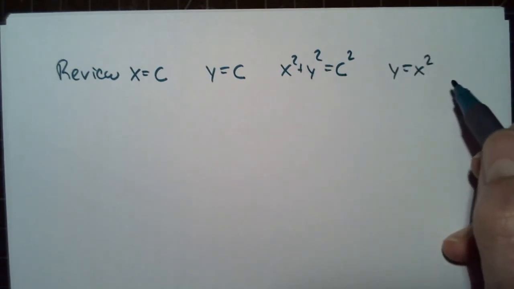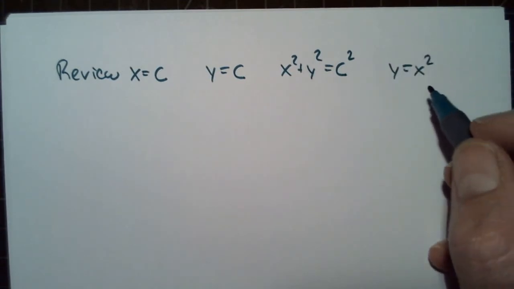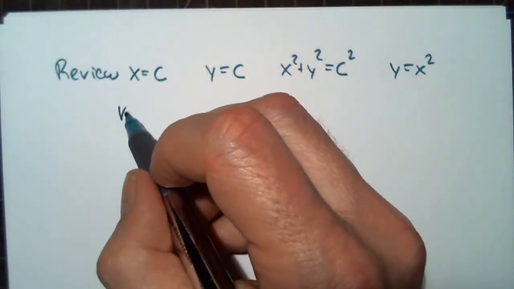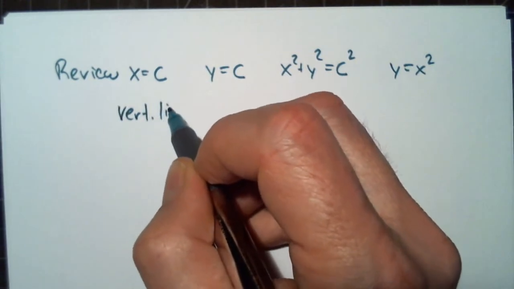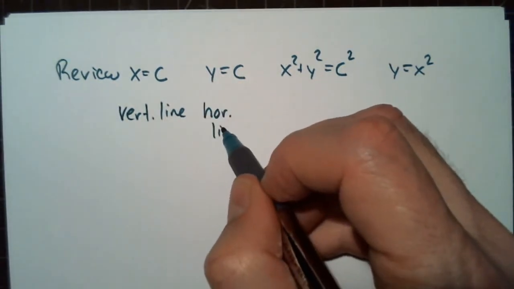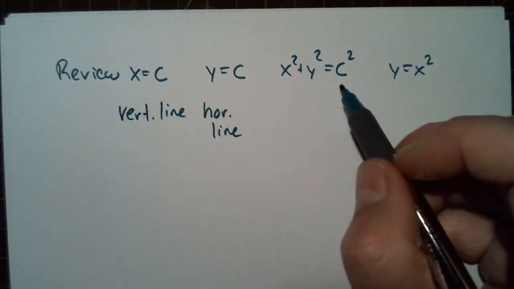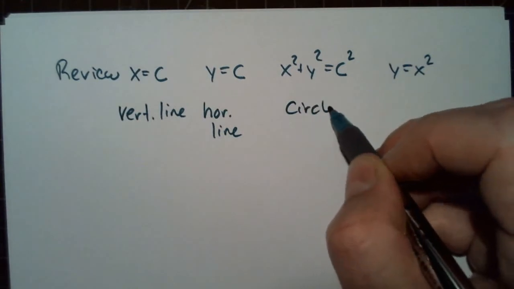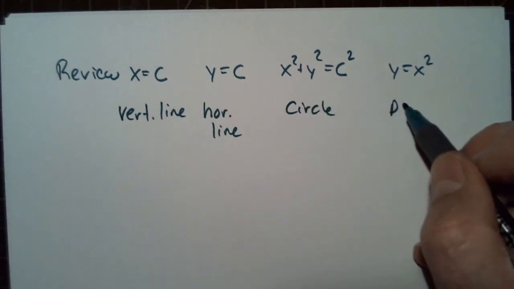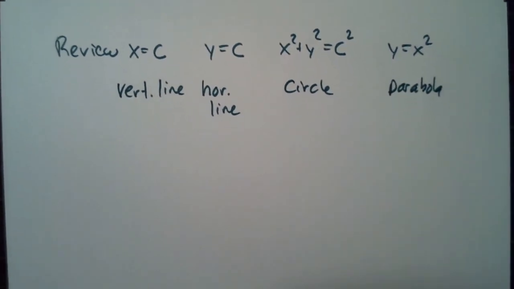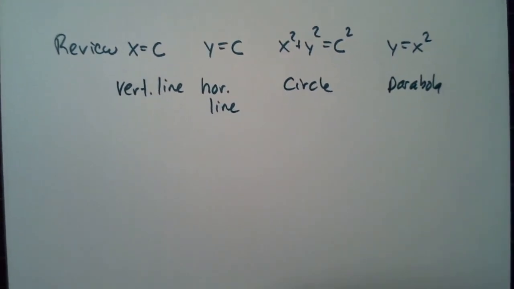Okay, let's just review the graphs of these equations. If x is constant, we have a vertical line. If y is constant, we have a horizontal line. And x squared plus y squared equals c squared gives us a circle. And then y equals x squared is a parabola. We're going to need this for the next questions.